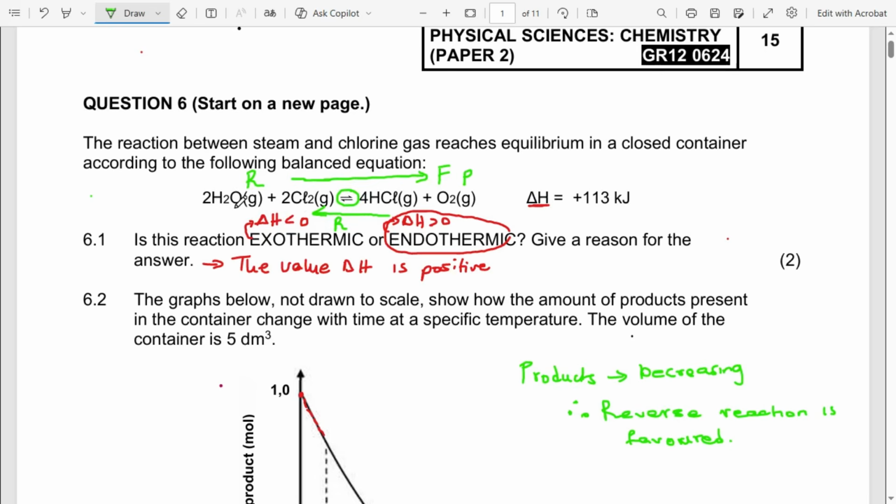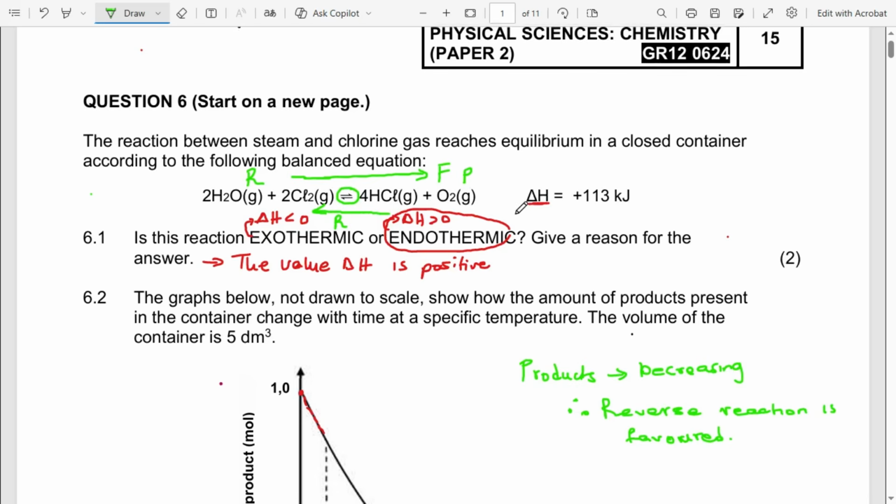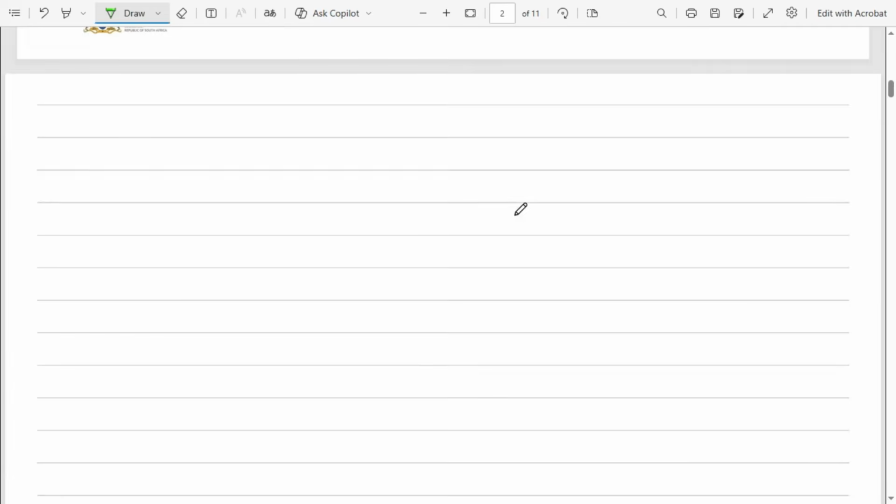Oxygen, there's 2. And when you go to the other side, there's 2. Chlorine, there's 4. On the other side, there's 4. Then this equation is balanced. Okay, please make sure that you verify that first. Okay, so now this is where I'm going to first start. I'm going to take this step by step.